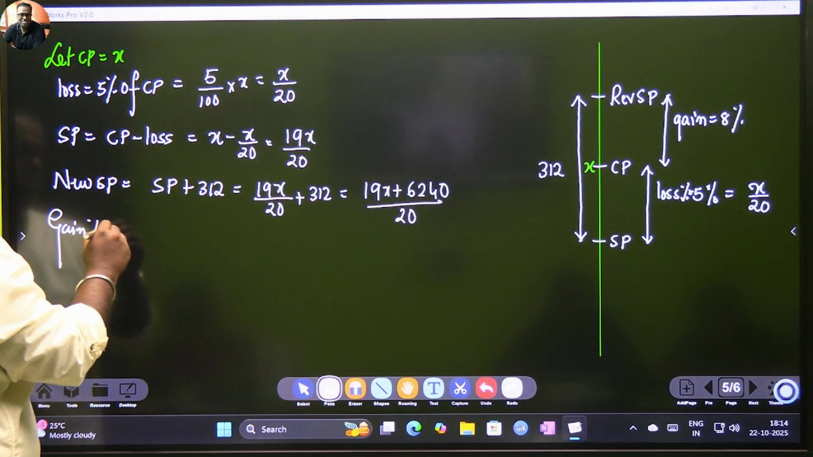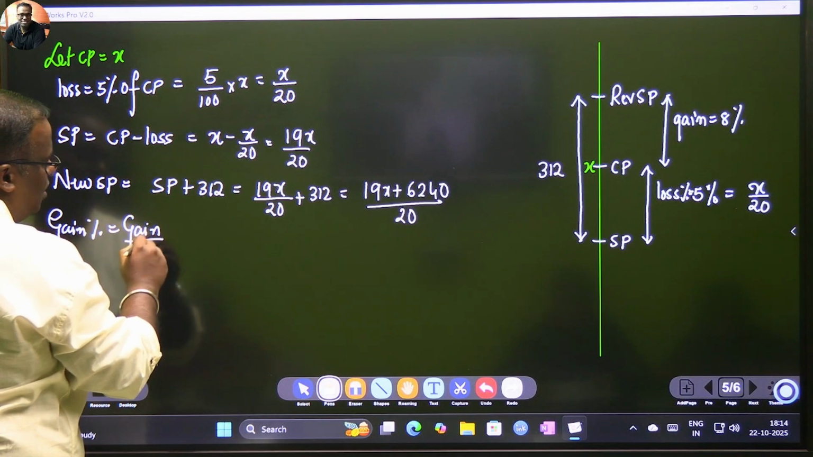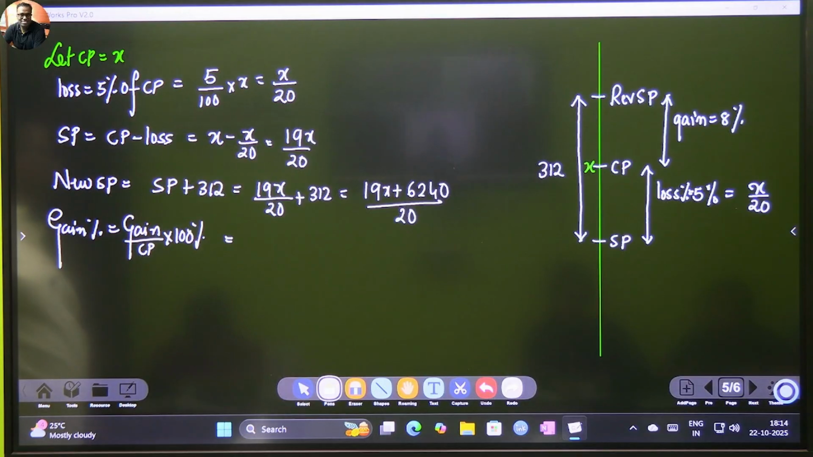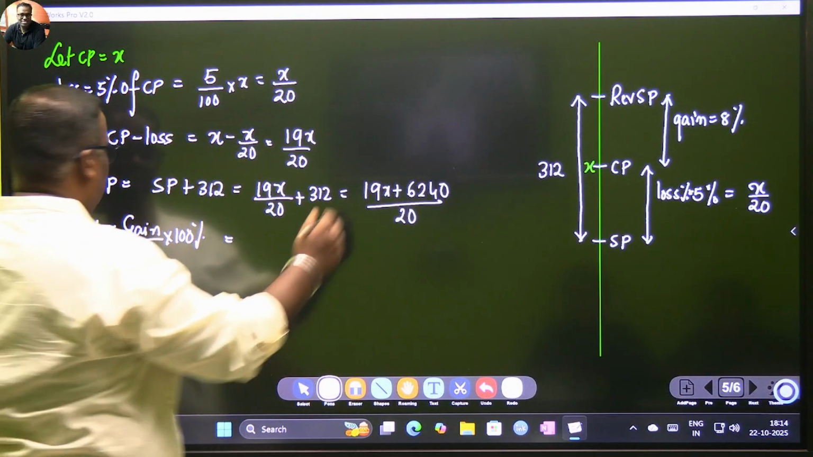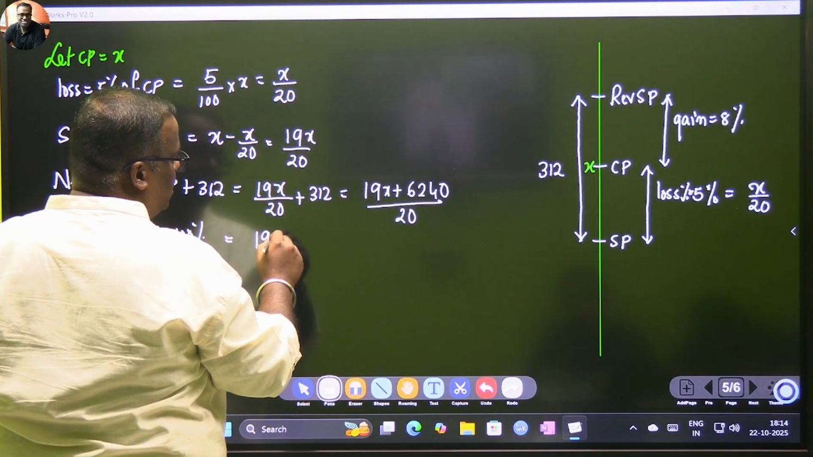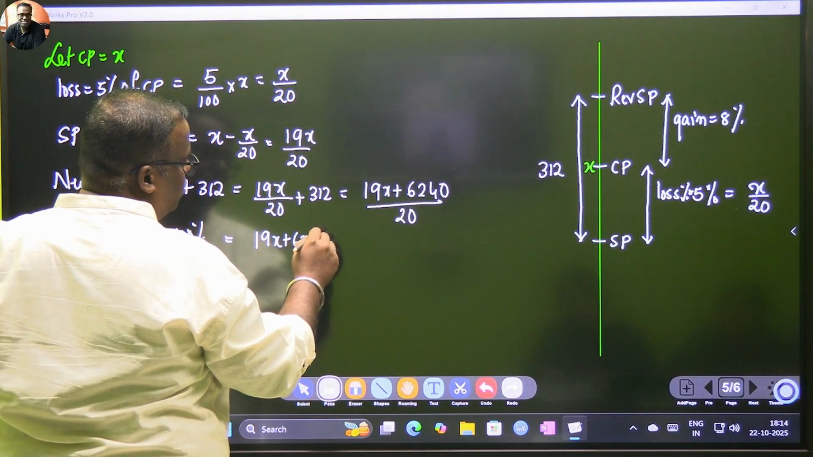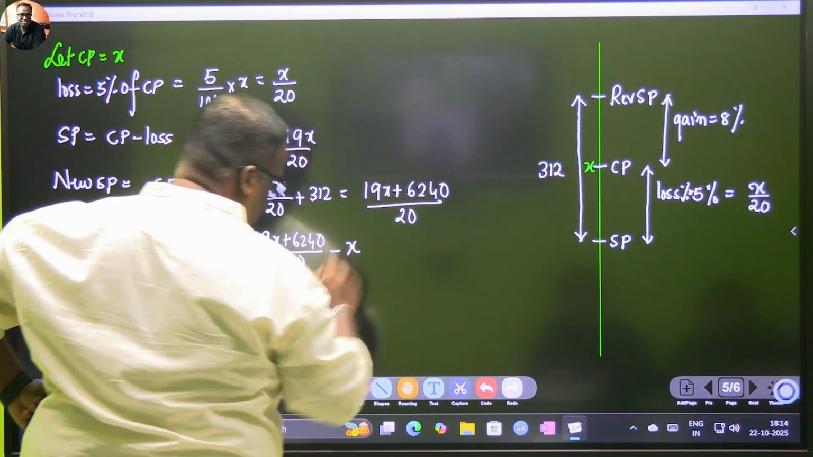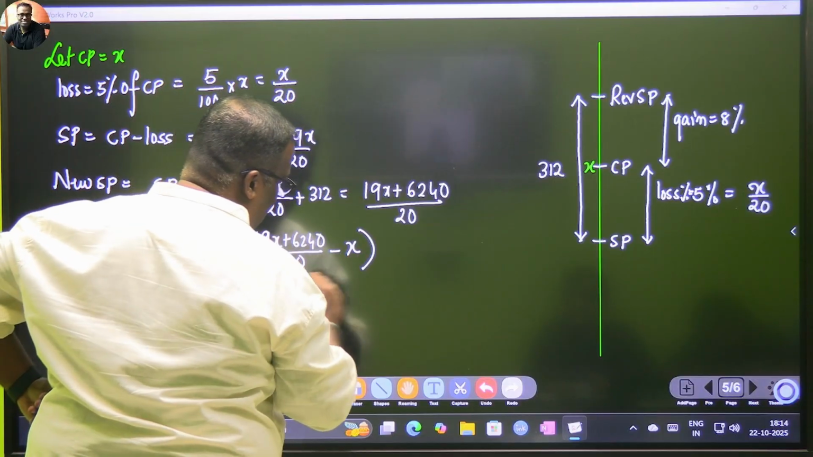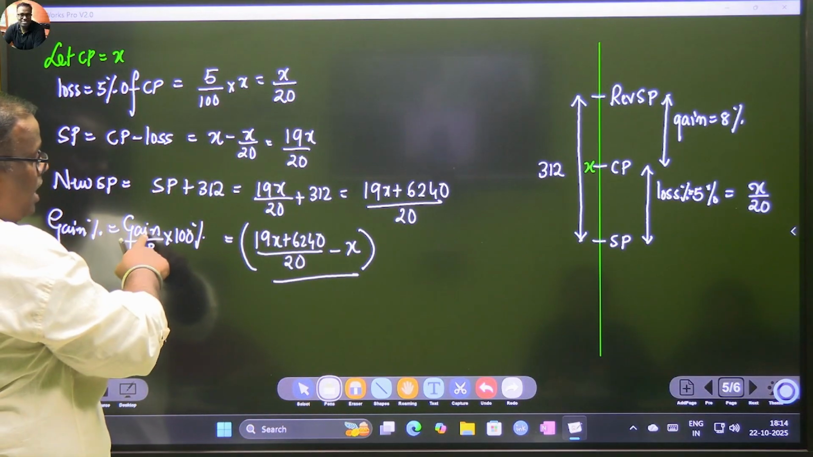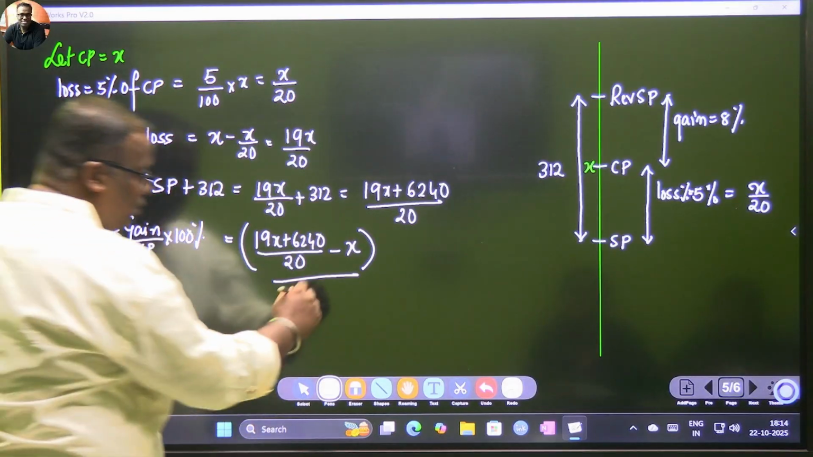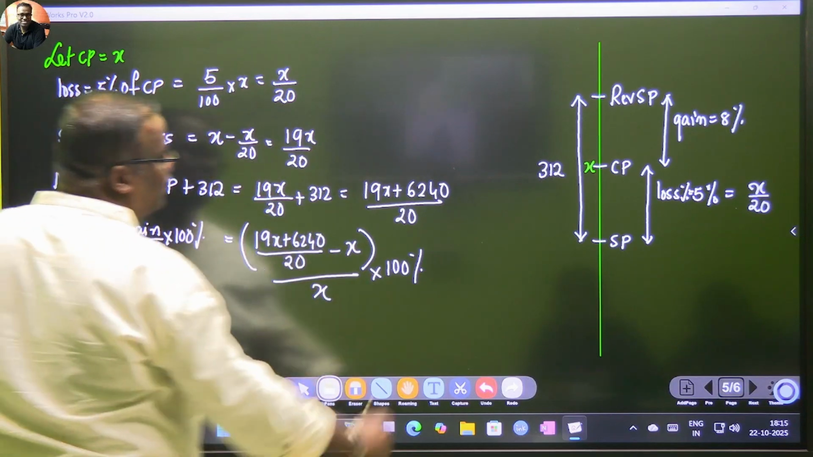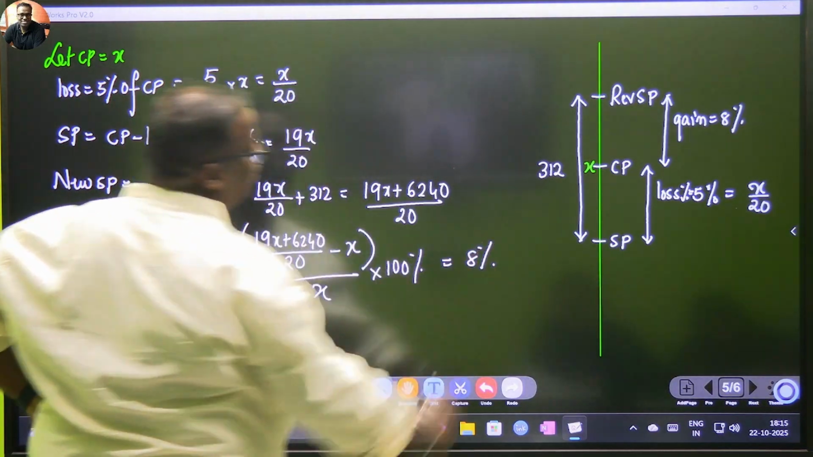Your gain percentage is always equal to gain over CP into 100%. Now, what is your gain? Try to understand the problem. Don't just copy. Your gain will be the revised SP, that is 19x plus 6240 divided by 20, minus the cost price, which is x, and the whole thing divided by the cost price multiplied by 100%. And they have given you this as a value of 8%. This is what we have to solve now.